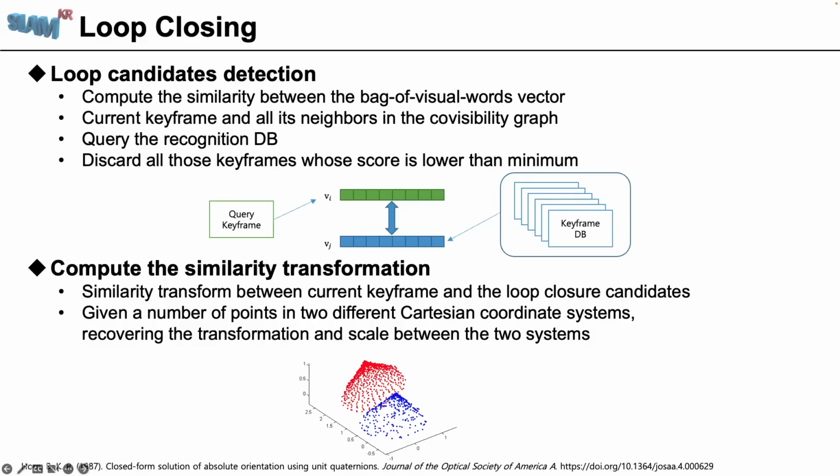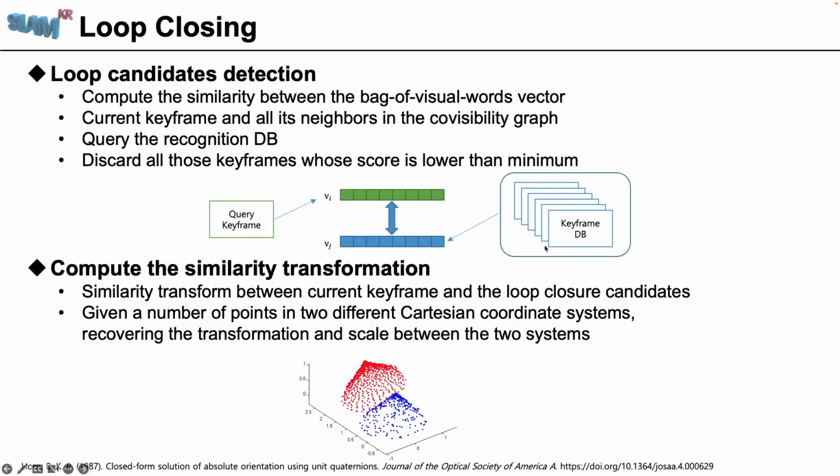So in the loop closing part, the loop candidates detection is performed here. First, we need to compute the similarity score between the bag of visual word vectors. This means the current keyframe is the query keyframe over here, and we can make the one-dimensional vector, the histogram vector here for the query keyframe, by using the bag of visual words algorithm.